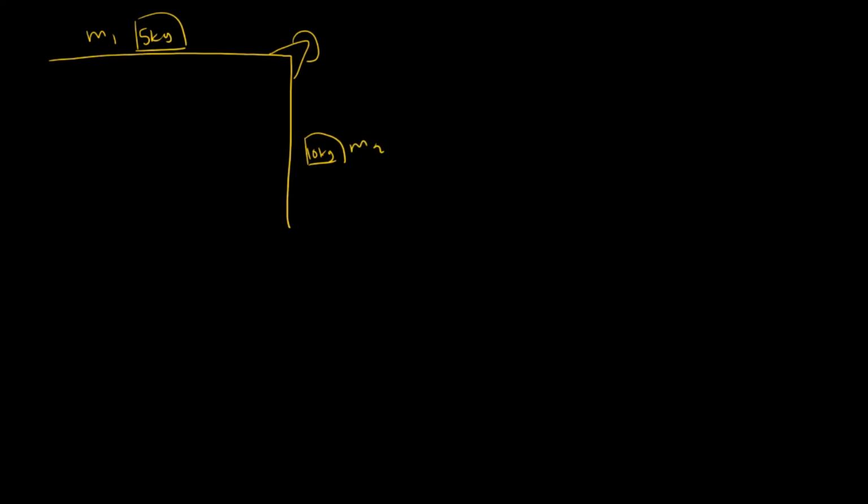The first thing we want to do is draw our free body diagram. So here's the horizontal table, and we have a pulley system. Our first mass, m1, is 5 kilograms. And over here, we have our 10 kilogram block, m2. They're both attached to the same cable over this pulley system.